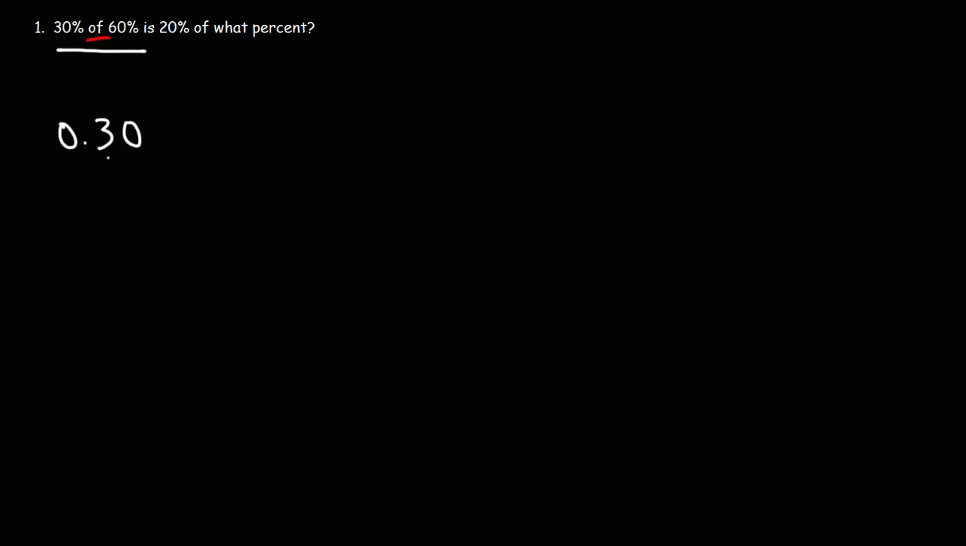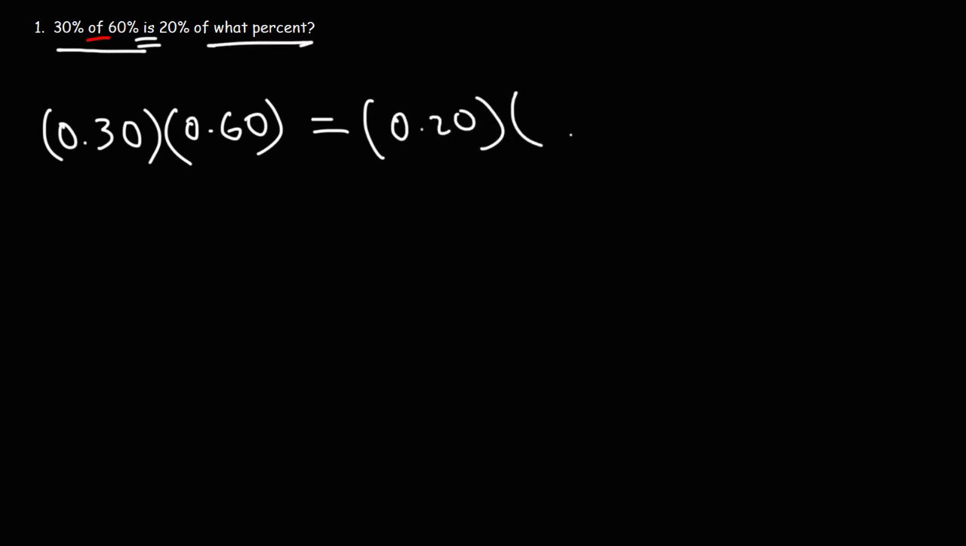30% of 60%, which means we need to multiply. 60% as a decimal is 0.60. And then we have the word is, which we can replace with equal. So is 20%. 20 divided by 100 is 0.20. Is 20% of what percent? So that missing percent is what we need to find. So that's going to be the unknown, which let's call x, because we want to find the value of that missing variable. So this is the equation: 0.30 times 0.60 is equal to 0.20 times x.